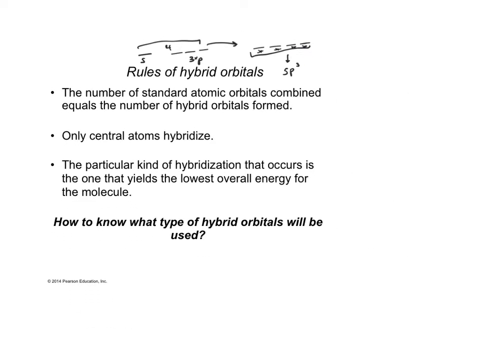Another big thing is that only central atoms hybridize, right? So for example, in methane, we had carbon as our central atom, and we talked about the hybrid orbitals that form from the atomic orbitals of carbon. So this is what hybridizes. It's not going to be the terminal atoms. For example, hydrogen just stays its normal atomic orbital, the basic 1s orbital, right? We don't talk about hybridization in terms of these terminal atoms. It's only the central atom that will actually hybridize.